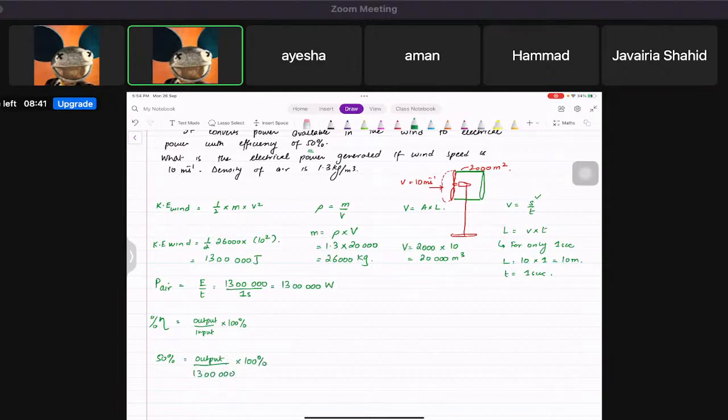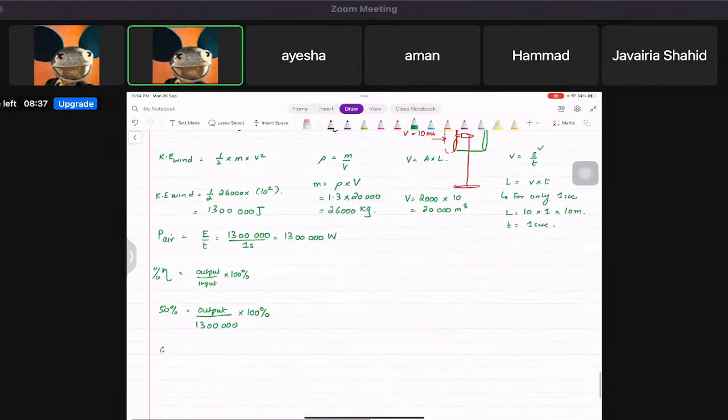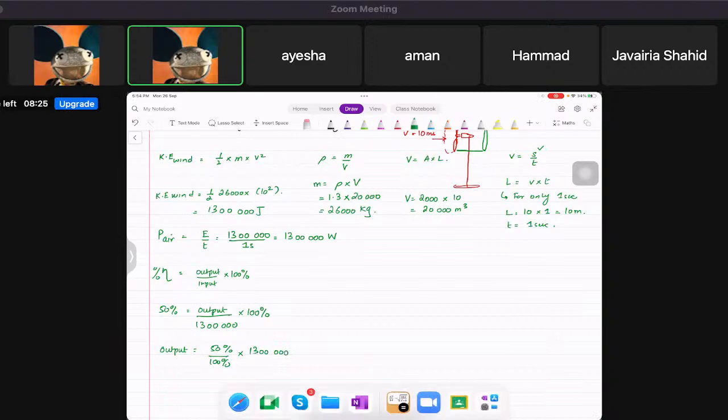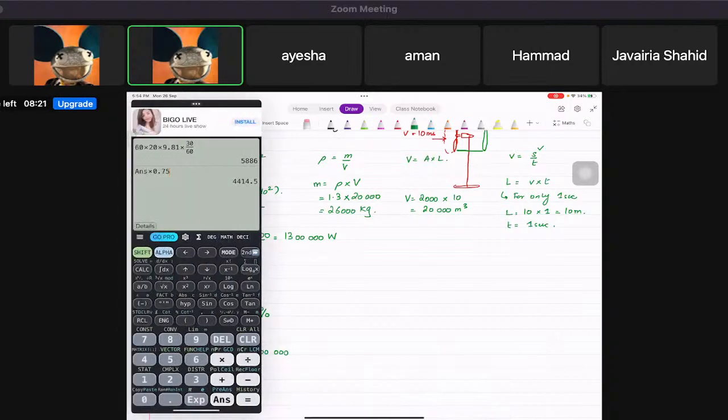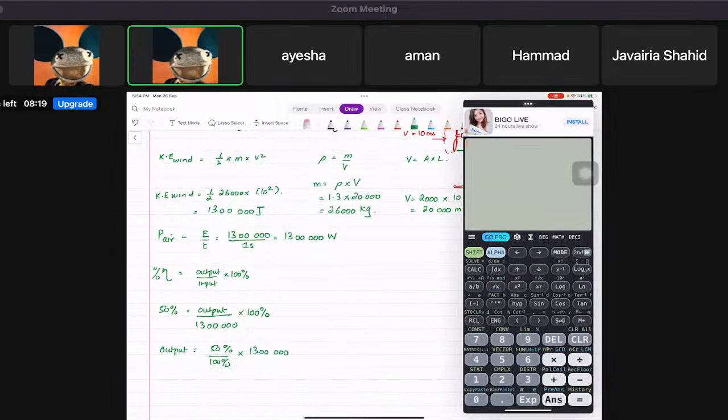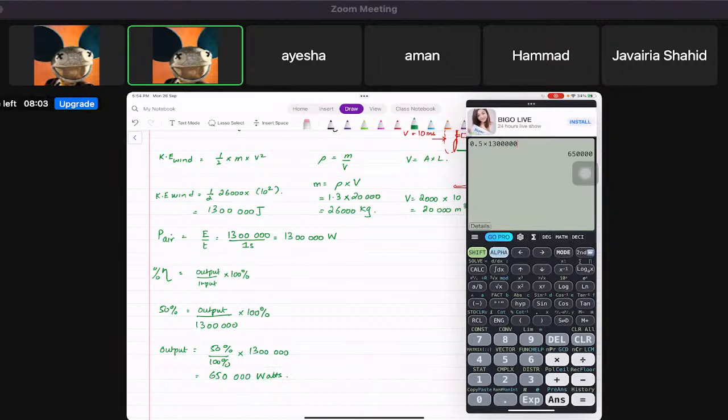So now let's try and find the output. So output will be 50% divided by 100 multiplied by 1300000. I'm going to find this using my calculator. So 50 divided by 100 is 0.5 times 1300000, and that's going to be 650,000 watts. Is it clear?